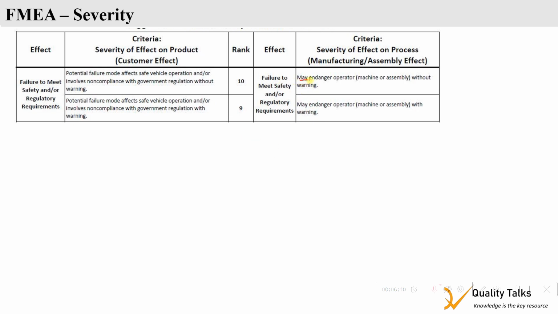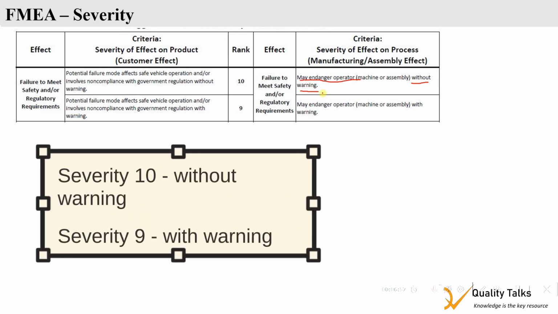Now we will discuss severity 10 and 9 with respect to the next operation, or manufacturing or assembly effect. May endanger operator without warning. It means any accident that will happen with the operator without warning is severity 10, and with warning is severity 9.